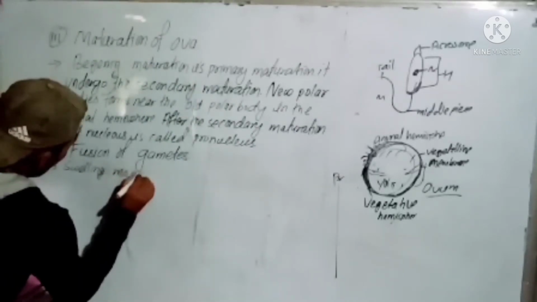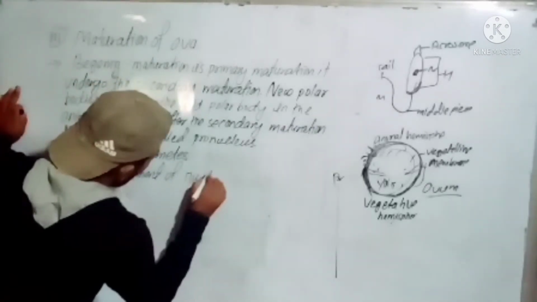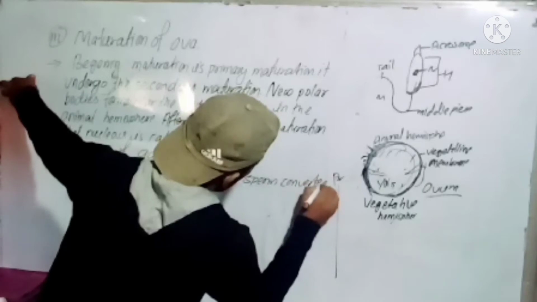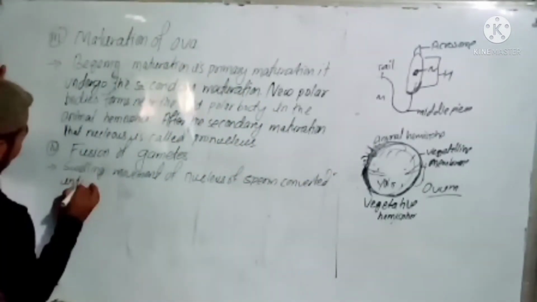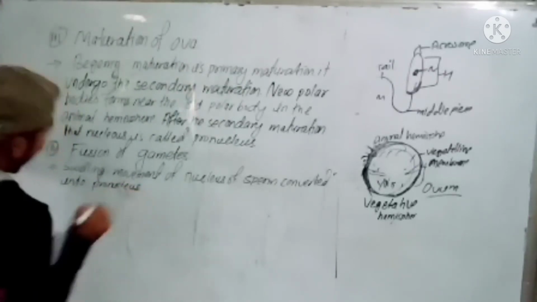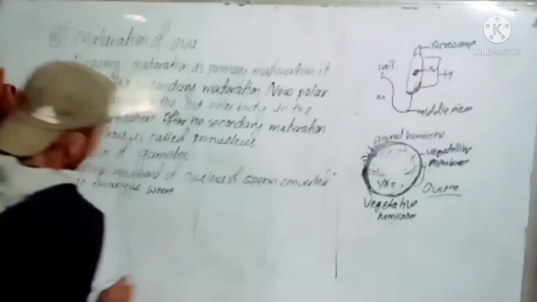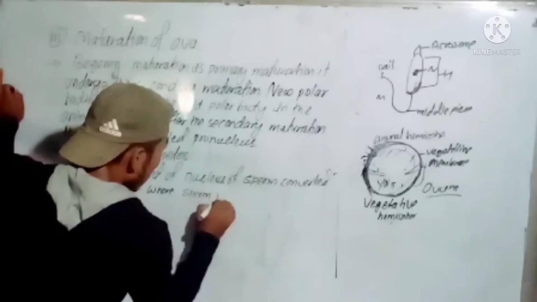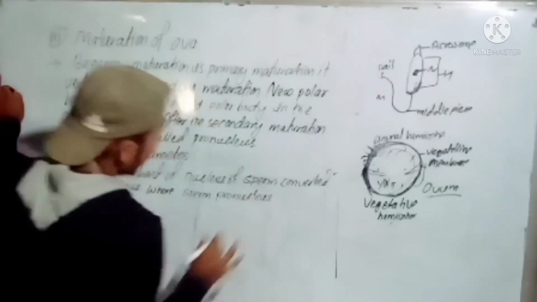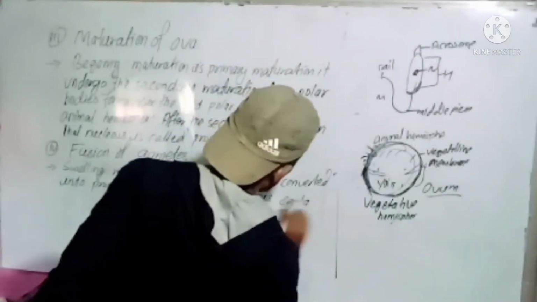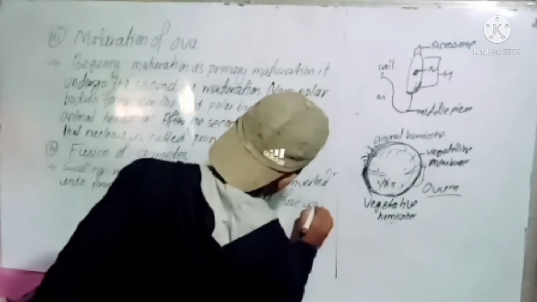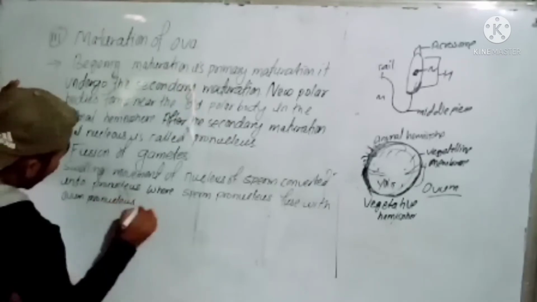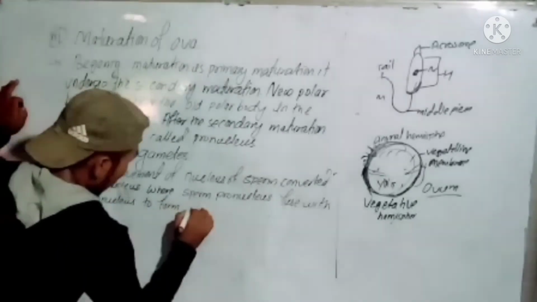The swelling movement of the nucleus of the sperm converts it into a pronucleus, where this pronucleus contacts, or fuses with, the ovum nucleus to form the zygote.